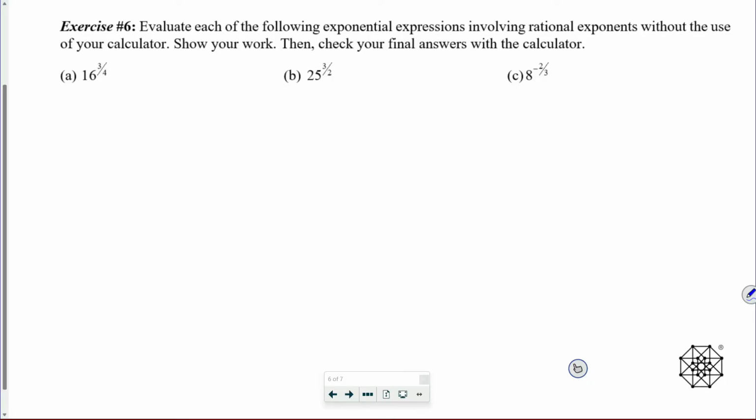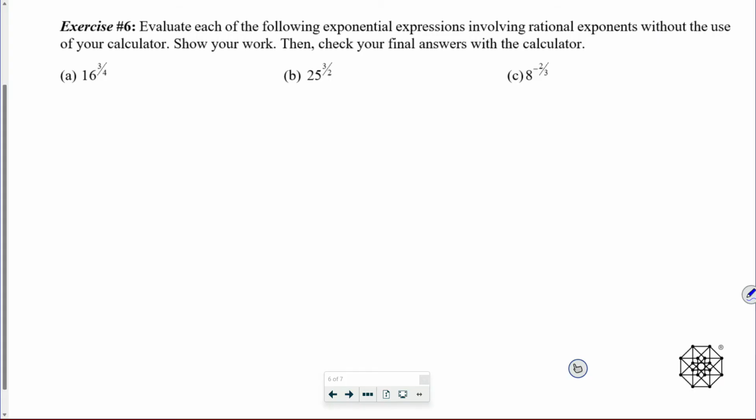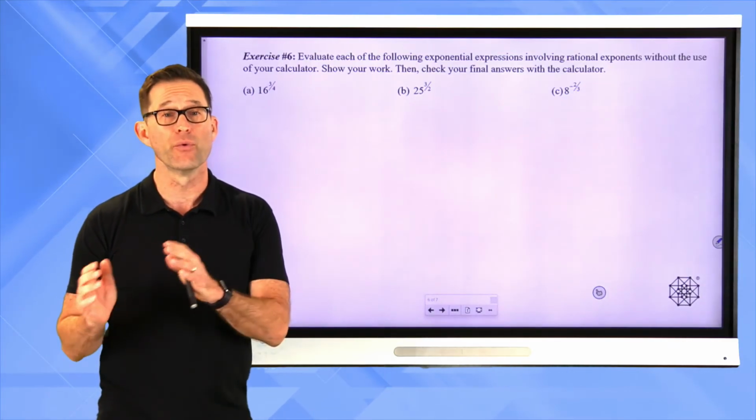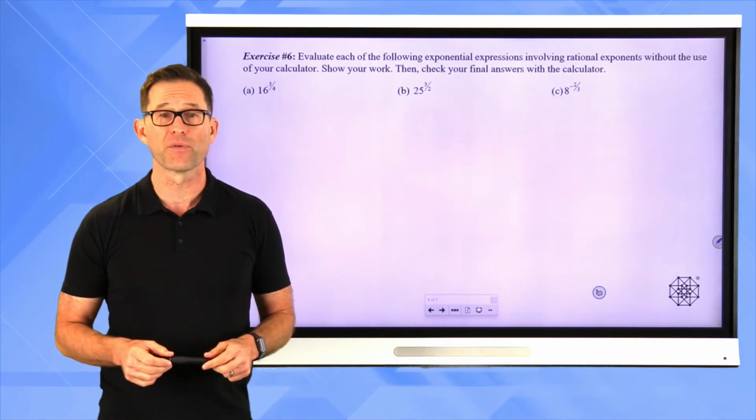Evaluate each of the following exponential expressions involving rational exponents without the use of your calculator. Show your work. Then check your final answers with the calculator. All right. Well, the first one, letter A, is 16 raised to the 3/4. I know it's kind of small on your screen. What I'd like you to do right now is try to use the ideas of roots and powers to figure out what 16 to the 3/4 power is.